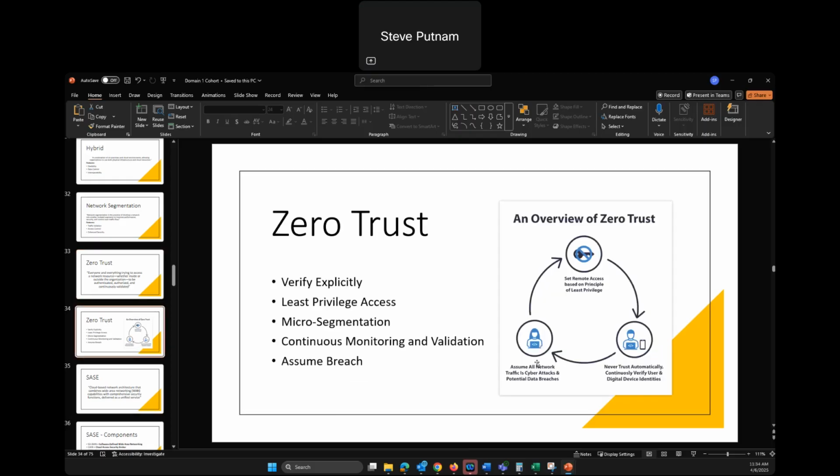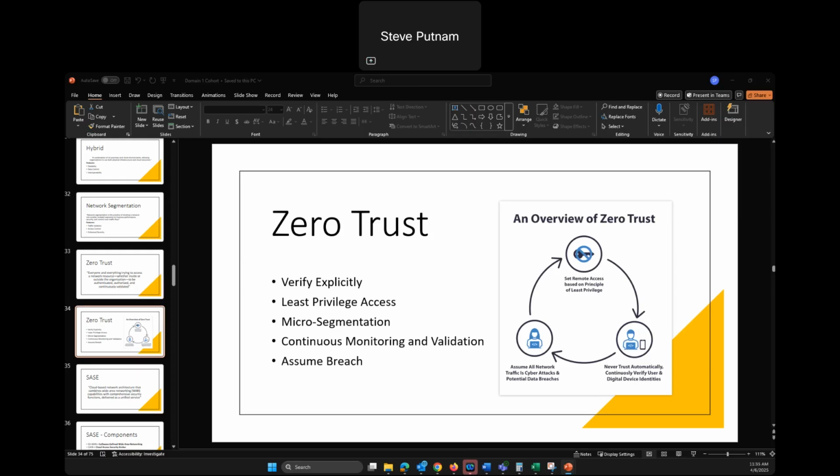All right, so this is kind of an overview of zero trust. There's a lot more to it, obviously, but it verifies explicitly, least privilege access, micro segmentation, as we talked about, continuous monitoring and validation, and it always assumes a breach. So when it comes to verify explicitly, I have a hard time saying that word.